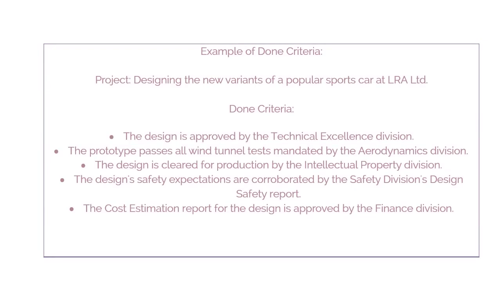The table shows an example of the done criteria. It is about a project to design the new variants of a popular sports car at LRA Limited. The done criteria listed for the project are as follows. The design is approved by the Technical Excellence Division. The prototype passes all wind tunnel tests mandated by the Aerodynamics Division. The design is cleared for production by the Intellectual Property Division. The design safety expectations are corroborated by the Safety Division's Design Safety Report. The cost estimation report for the design is approved by the Finance Division.